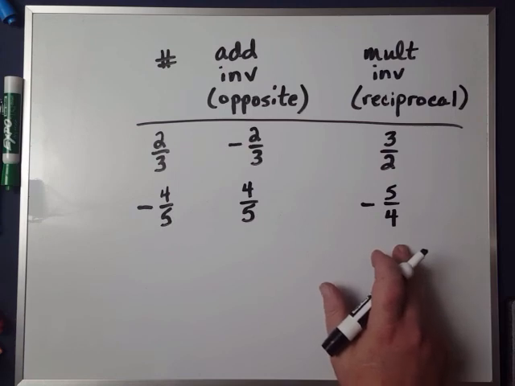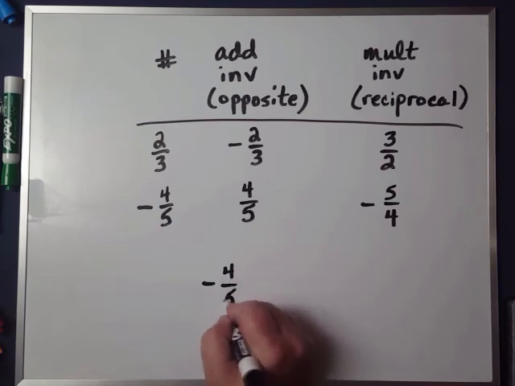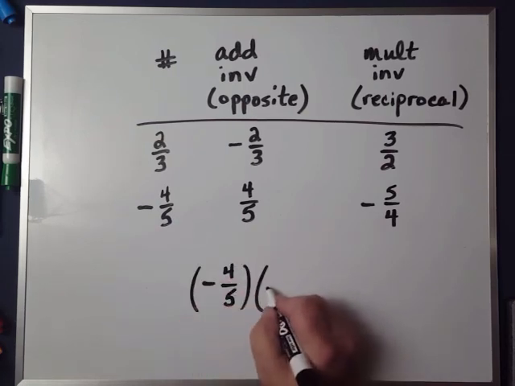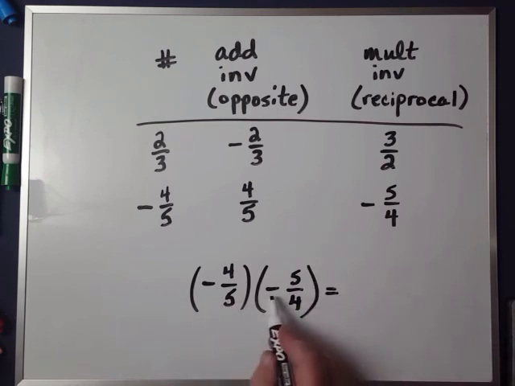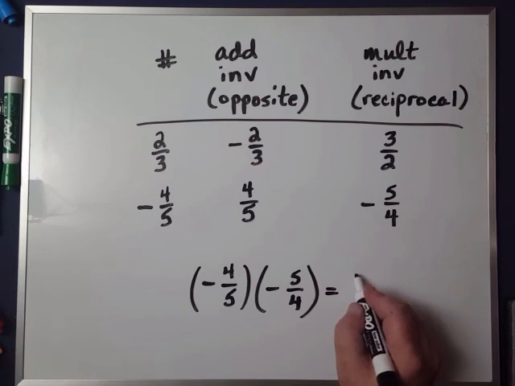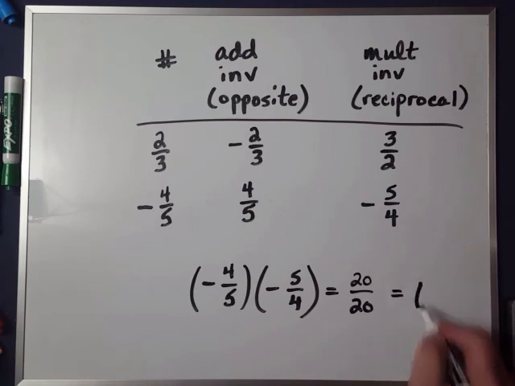We can check that. Remember, reciprocals have to multiply together to give me positive 1. What is negative 4/5 times negative 5/4? Well, negative times a negative is positive. So this would give me positive 20/20ths if I don't cross cancel. And then, of course, that simplifies to positive 1. So that works.